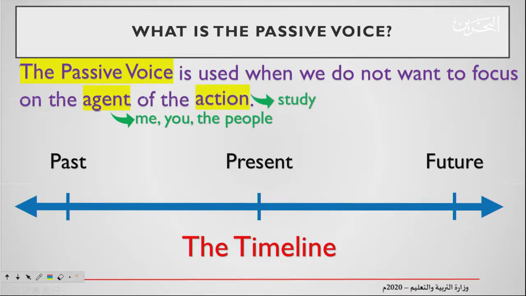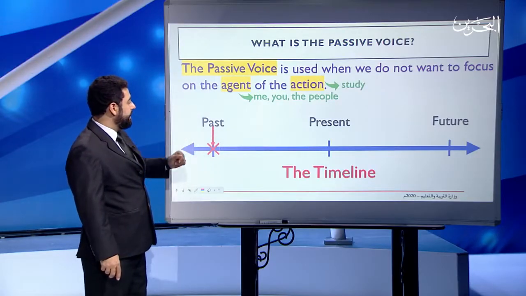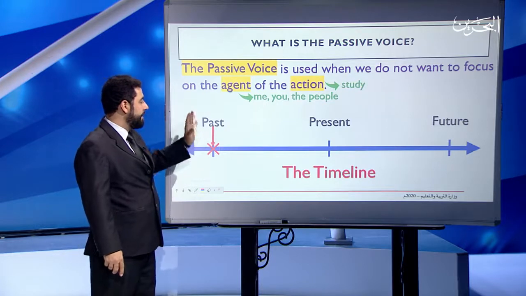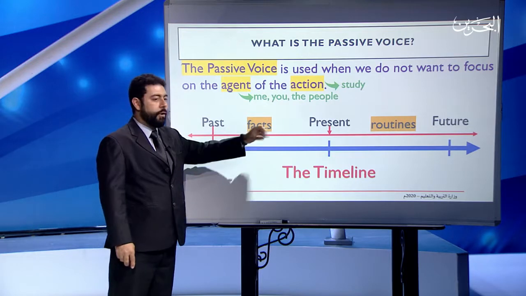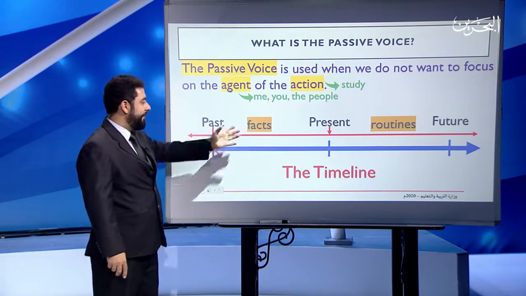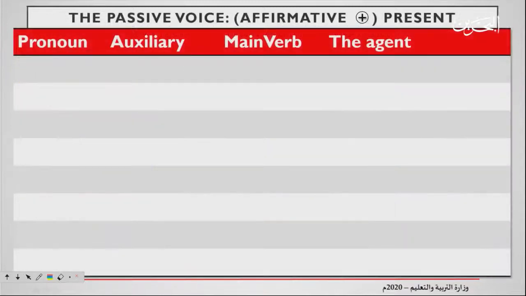Action is something like study. So, we use the passive voice for something that happened in the past or something that happens all the time in the present, where facts and routines happen. Now, how to form the passive voice in affirmative, which means positive sentences.